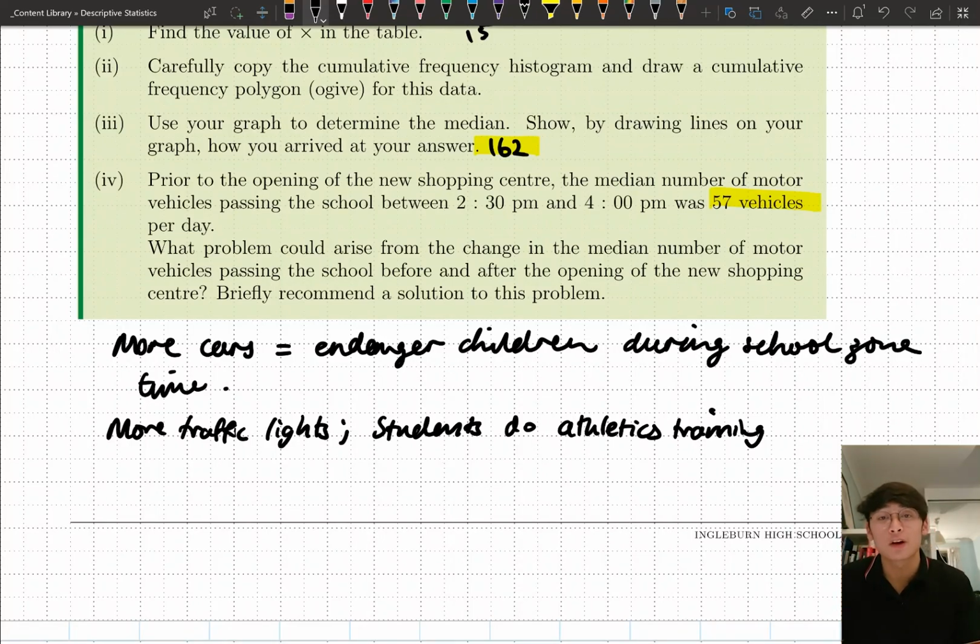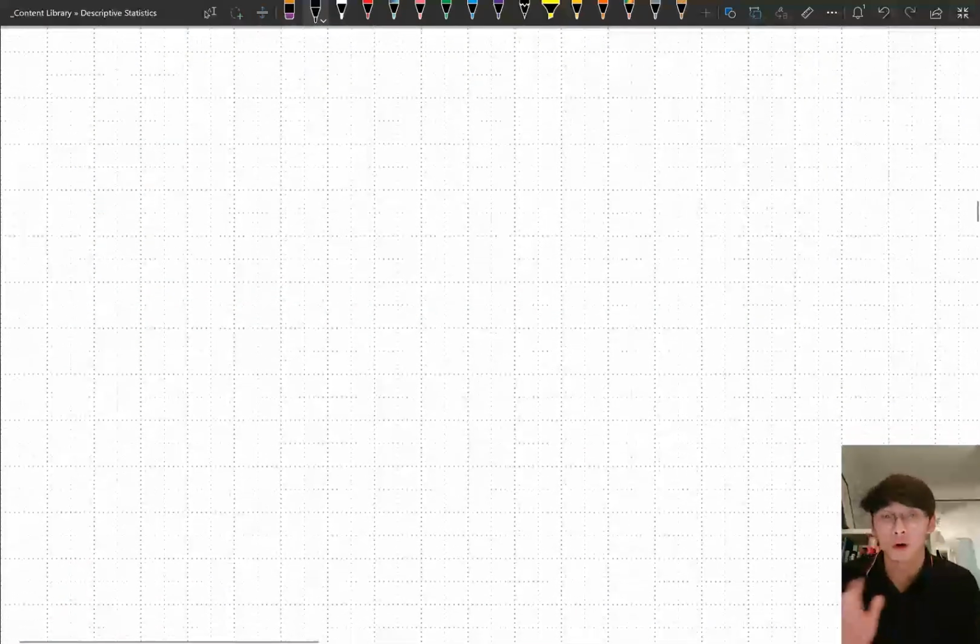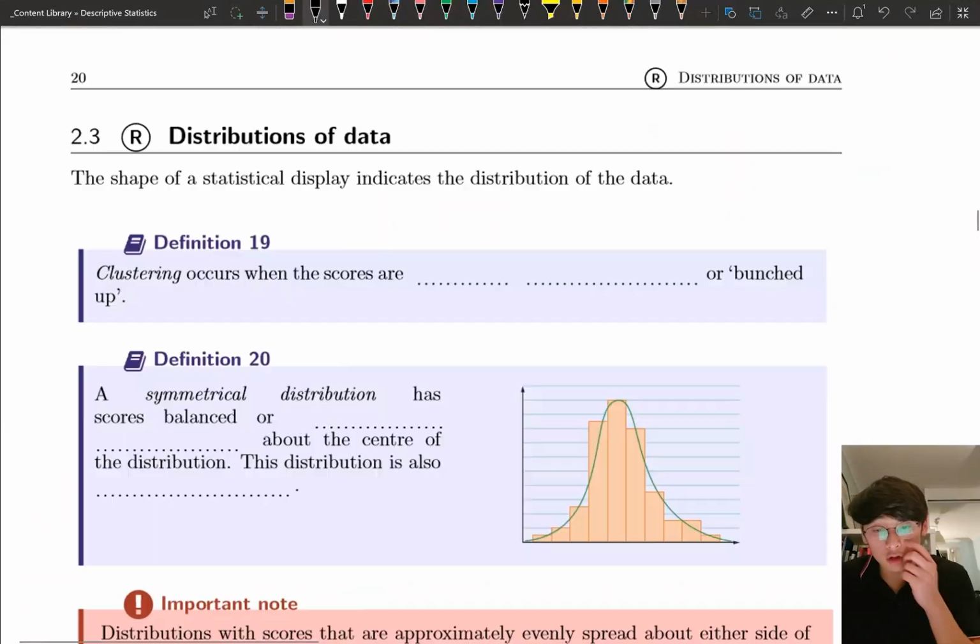Okay, cool. So that's our frequency, our cumulative frequency polygon, histogram, and ogive. That is our two graphs there. We're going to talk about a few more before the end of this lesson, so please do hold on. We're going to talk about the next one here.